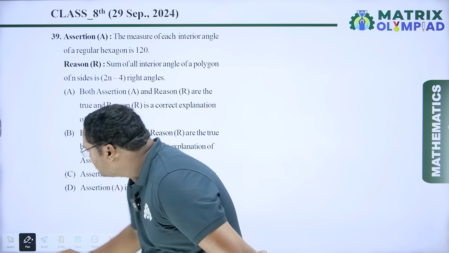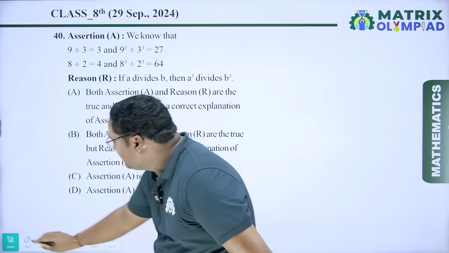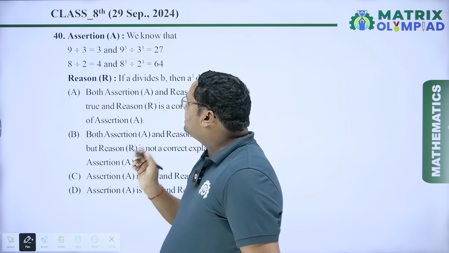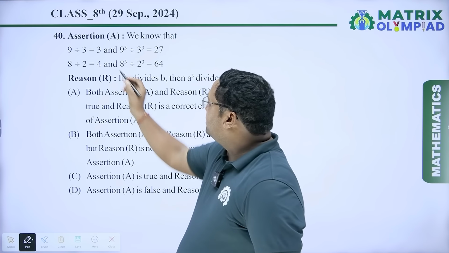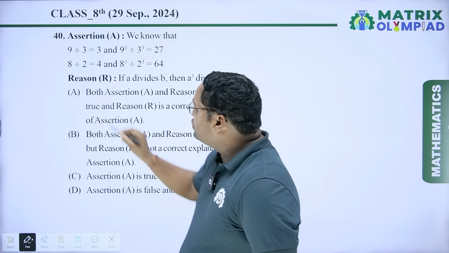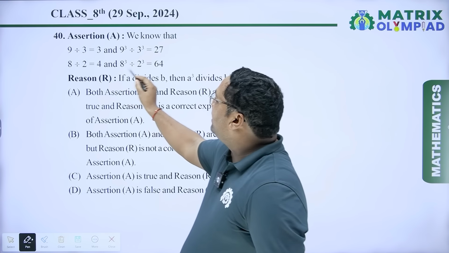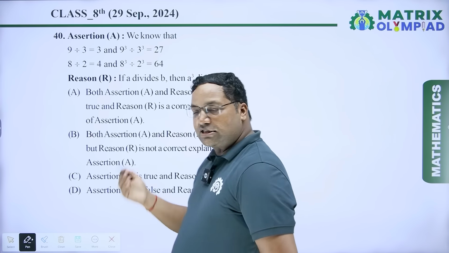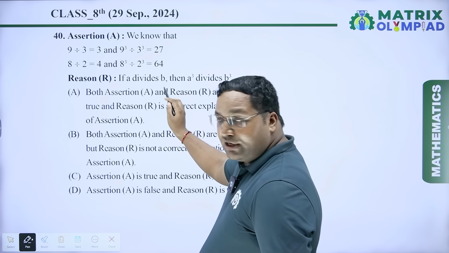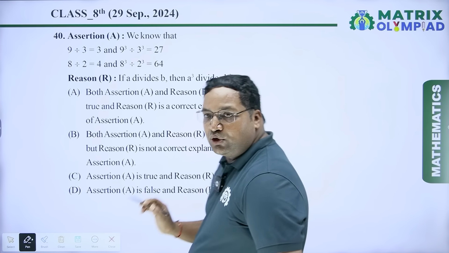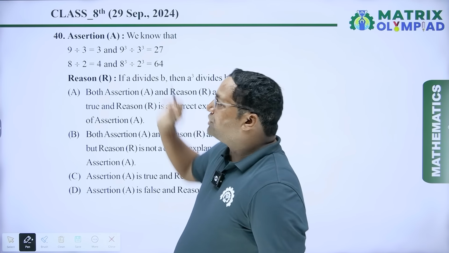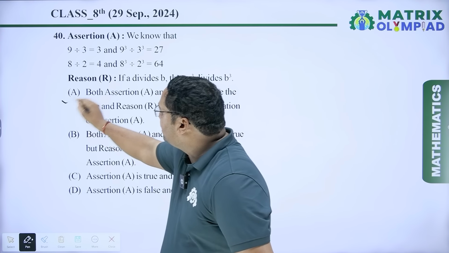Now coming to the next question. That is question number 40. We know that 9 divided by 3 is 3. So we know that this is true. 9 cube divided by 3 cube is 27, which is also true. 8 divided by 2 is 4 and 8 cube divided by 2 cube is 64. So it is also true. If A divides B, then A cube divides B cube. So it is right. And reason R is the correct explanation of assertion A. So right option is A.